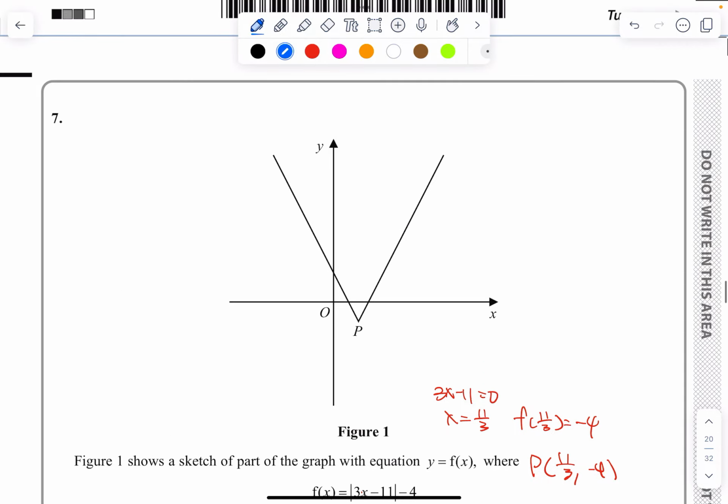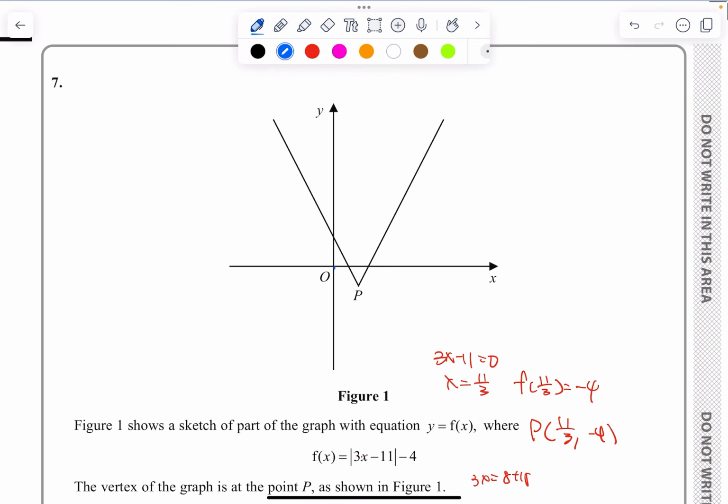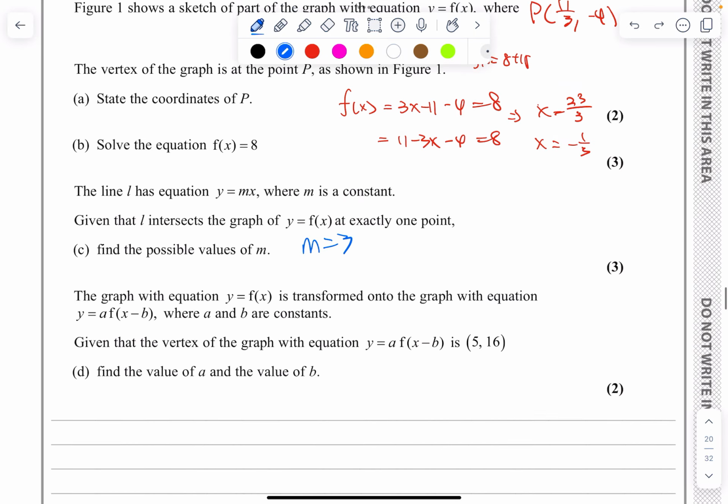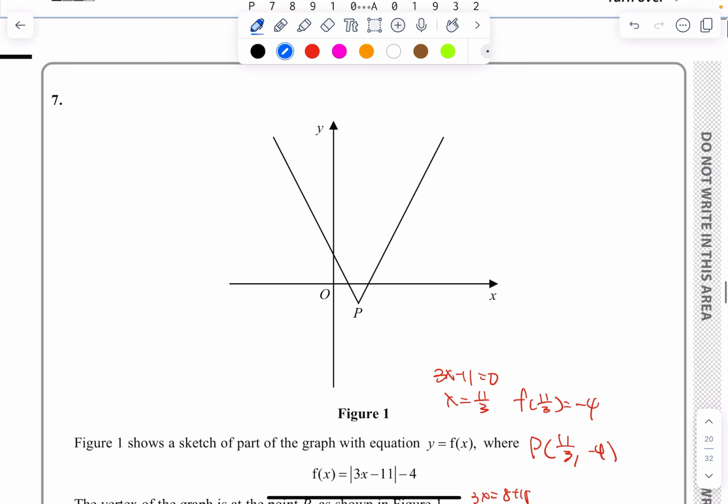And actually, since it only passes through here, it only passes through at this point, right? So that means any gradient larger than 3 also works. I just realized. Yeah, look at this. This is beautiful. Okay, so it should be larger than or equal to 3. I got that kind of wrong.